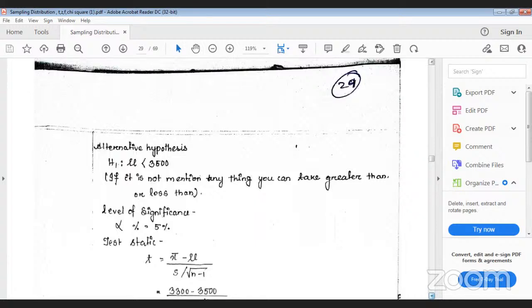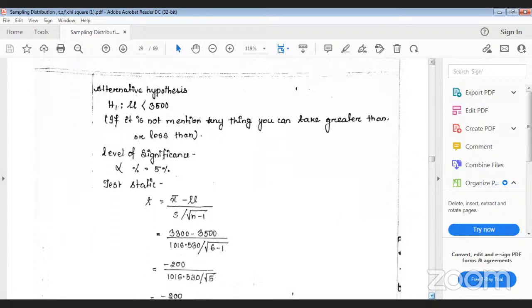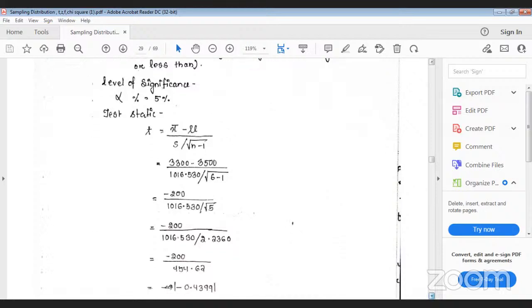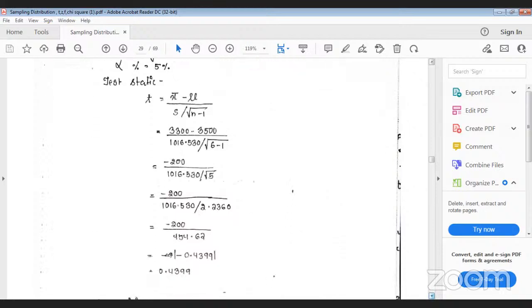So level of significance 5%, t-test: x bar minus mu divided by small s by root over n minus 1. One thing you have to remember: if you use capital sigma, then it will be root over n. If you use small s, meaning the sample standard deviation is given or obtained, then the formula changes to root over n minus 1. If the population standard deviation sigma is there, then it will be root over n. Like this way you'll get the result, that is 0.4399.